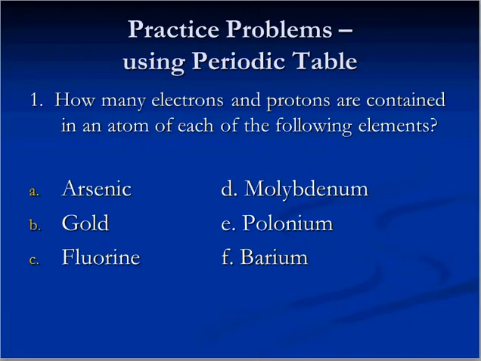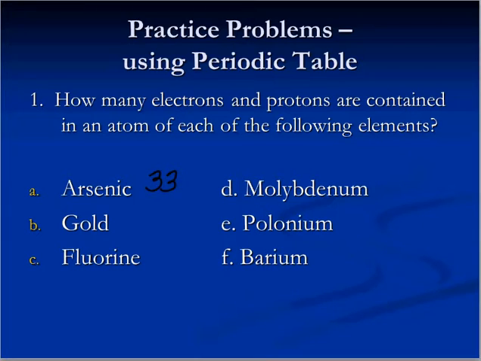Let's do a little bit of practice. How many electrons and protons are contained in an atom of each of the following elements? Letter A, arsenic. If I look at the periodic table, its element symbol is As. Its atomic number is 33. So if its atomic number is 33, then its electrons and protons are also 33.